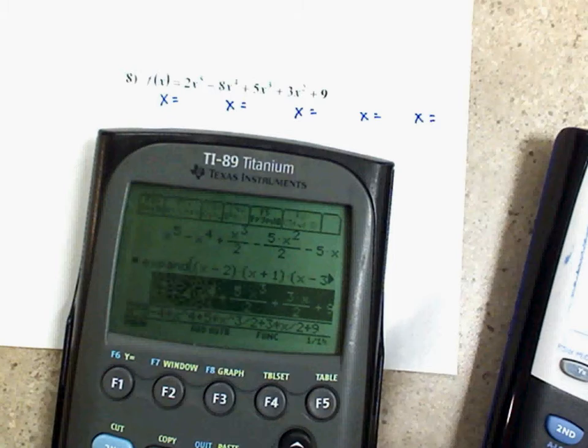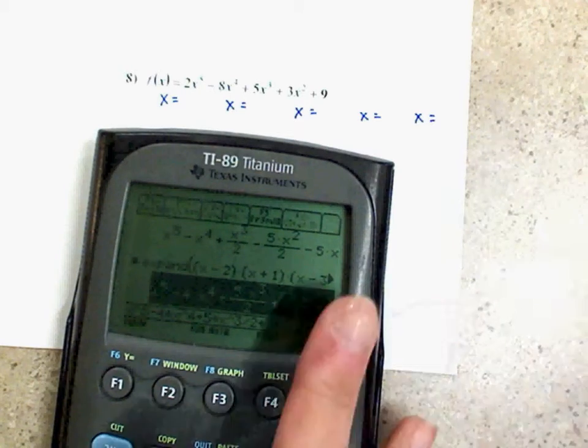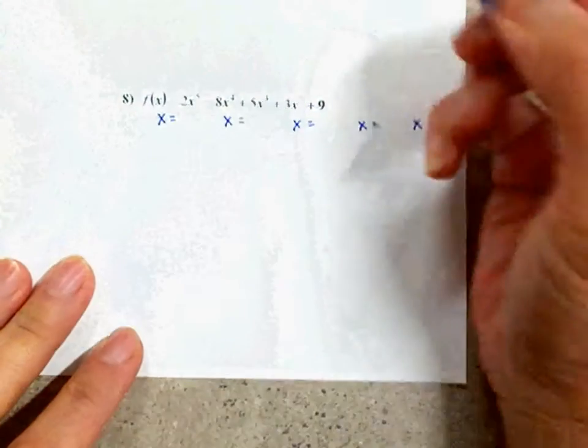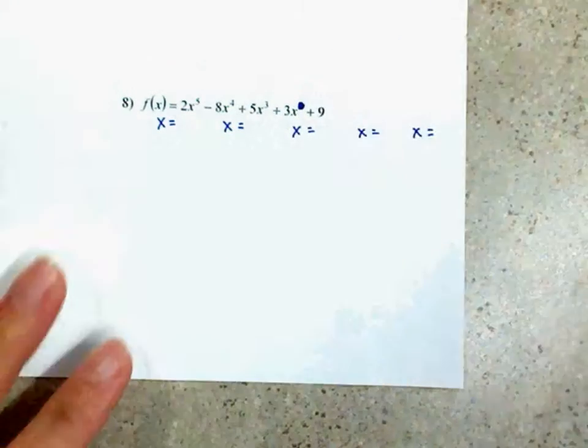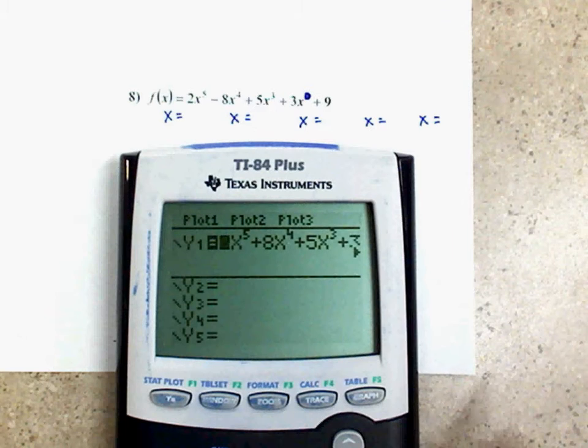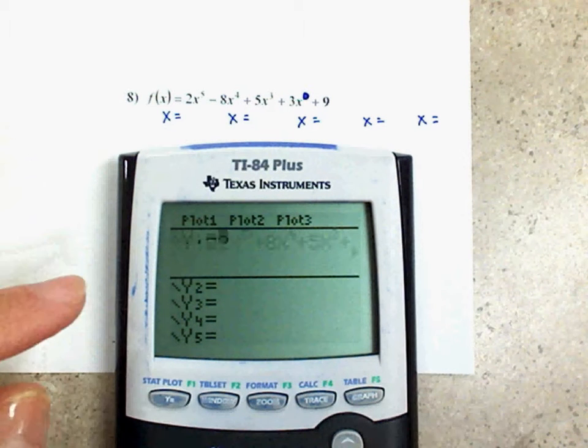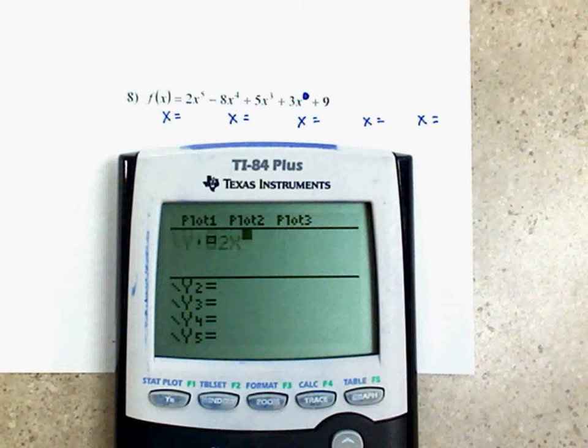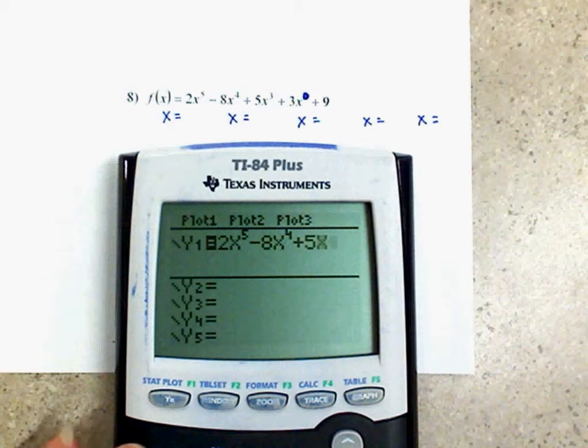Okay, let me tell you where my misprint is. This x should be gone. Plus 3x plus 9. All right, there we go. Let's try that. Okay, clear. Let's retype this whole thing. 2x raised to the 5th minus 8x raised to the 4th plus 5x raised to the 3rd plus 3x plus 9.